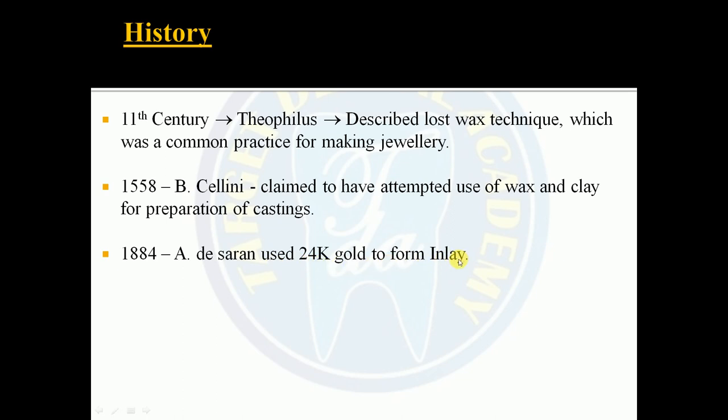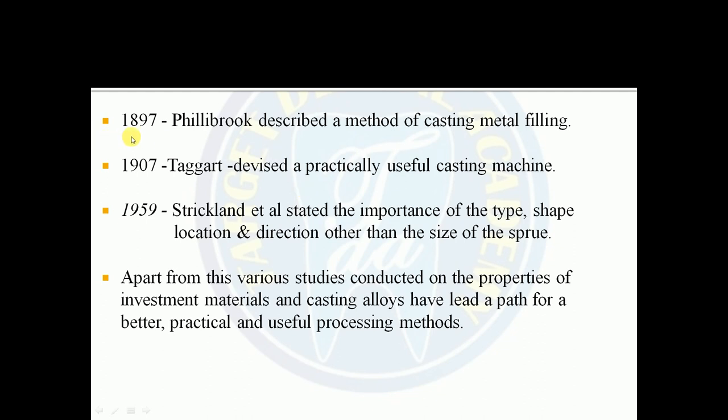In 1897, Philip Brook described a method of casting metal filling. In 1907, Daguerre devised a practically useful casting machine.